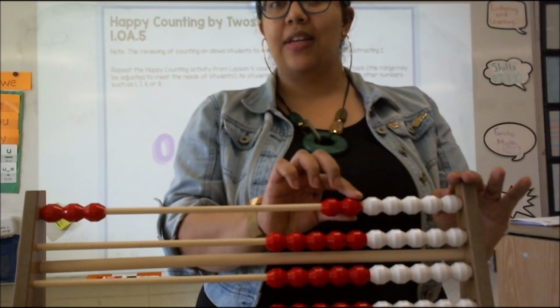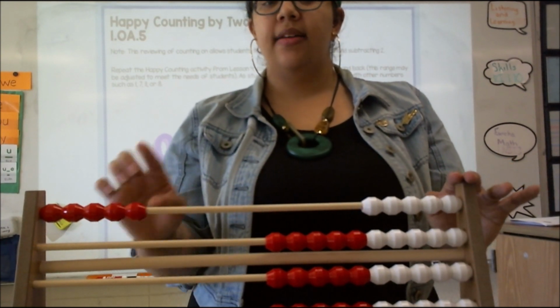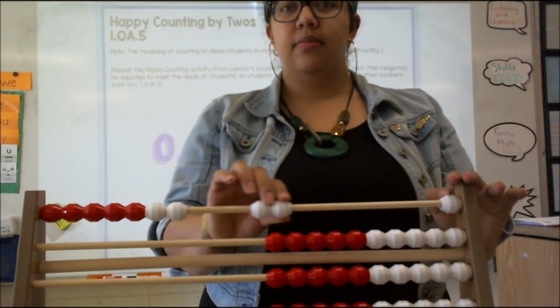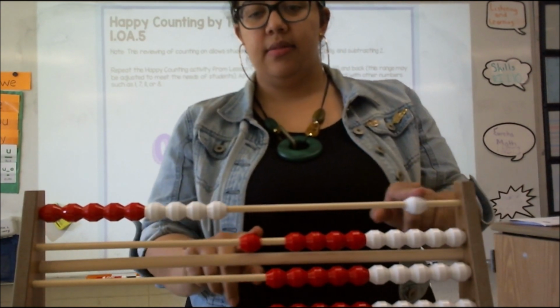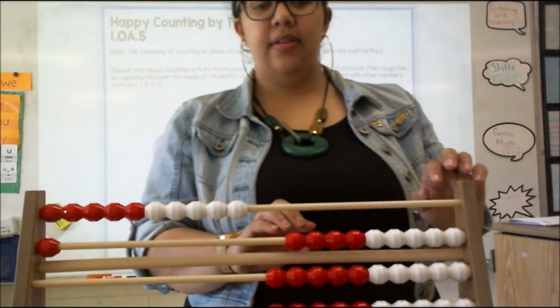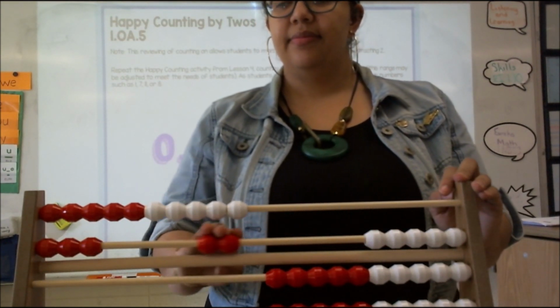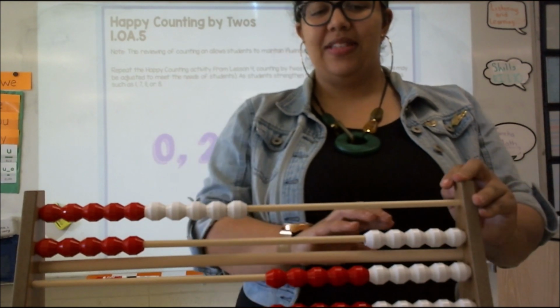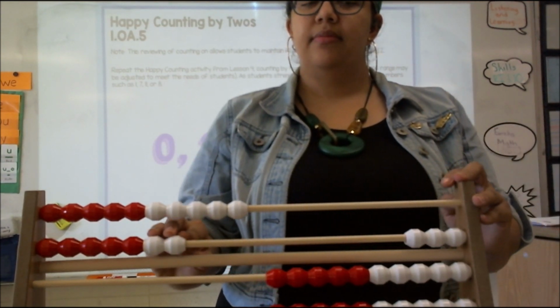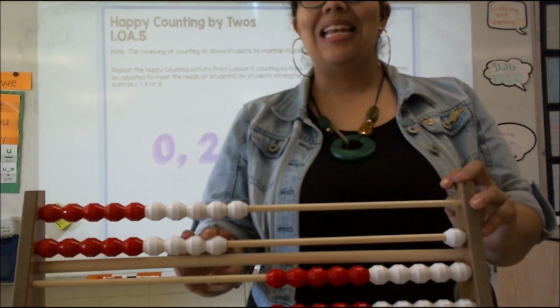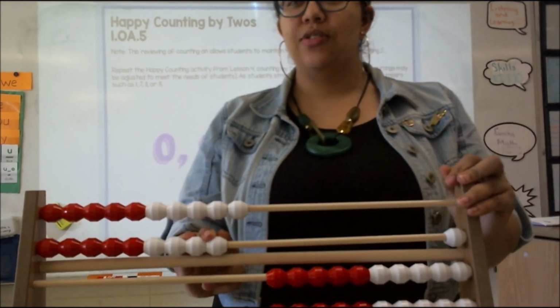3, still counting by twos, 5, 7, 9, 11, 13, 15, 17, 19. Good. Let's go back. Do it. Say 10 way.